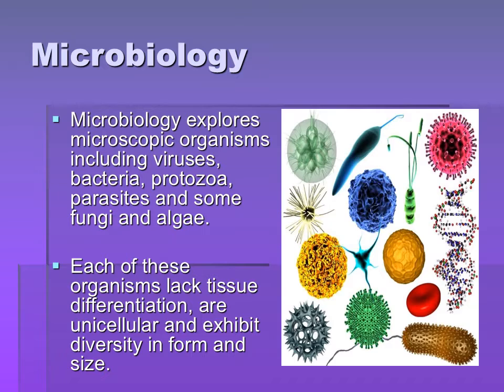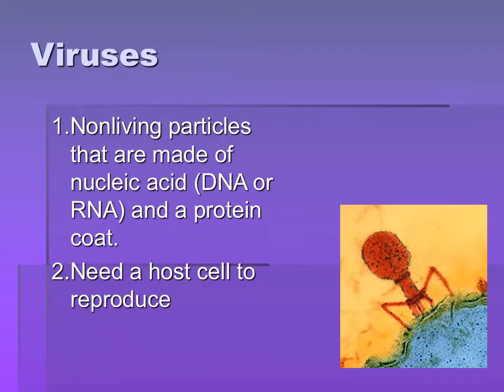Micro meaning small, bio meaning life. We're talking about small life. So microbiology explores very microscopic organisms, and that includes things like viruses, bacteria, parasites, fungus, different kinds of algae. Each of these types of organisms lack tissue differentiation, which means they don't have different kinds of tissue like humans. They are unicellular, so they're made up of one type of cell, and exhibit diversity in both form and size.